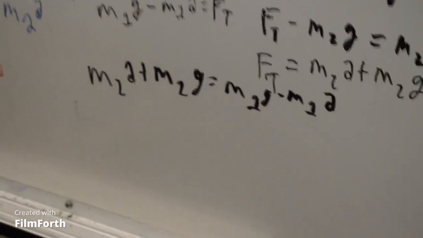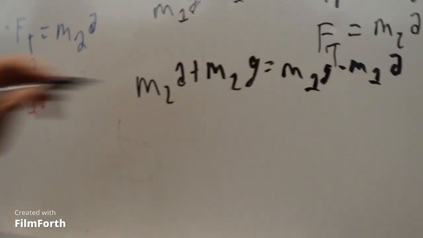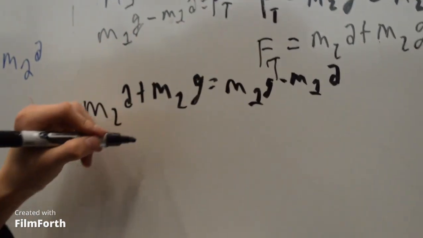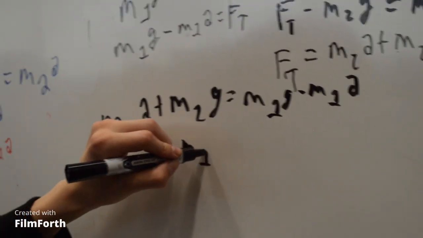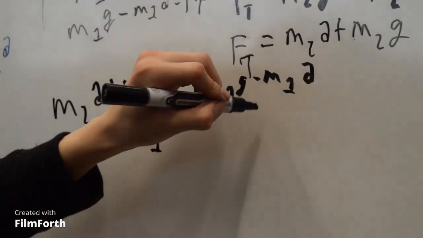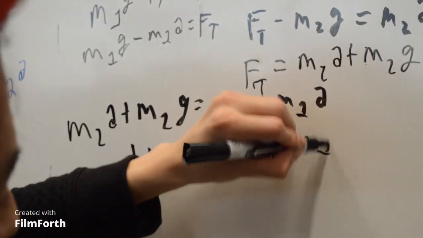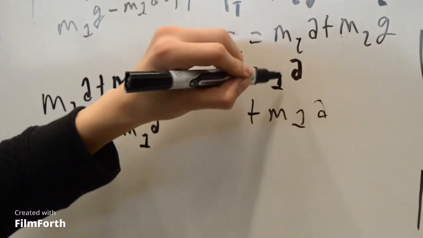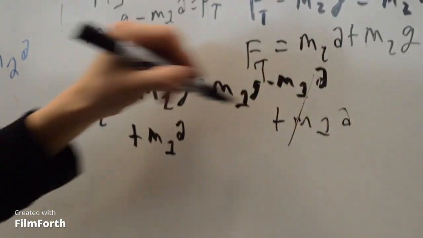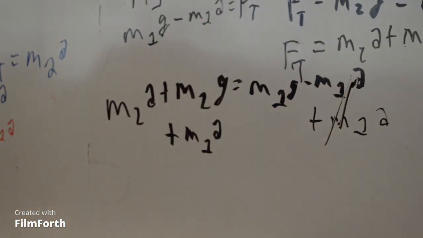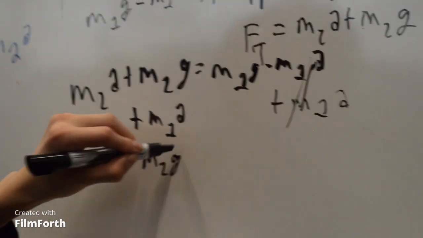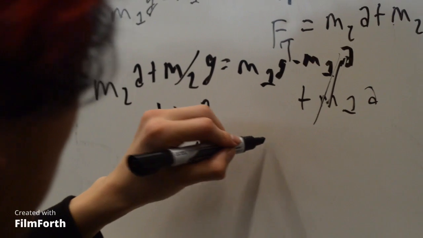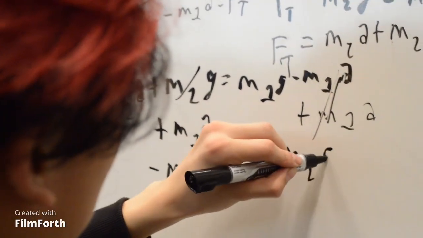So now we can isolate for the acceleration because that's what we're looking for. Like we did previously with our last pulley, let's isolate for acceleration. Add M1A to both sides so that they cancel on this side. Then, because we want acceleration all by itself, let's subtract the M2G on both sides. So now M2G will cancel out on the left side, and you get M2G on the right side.